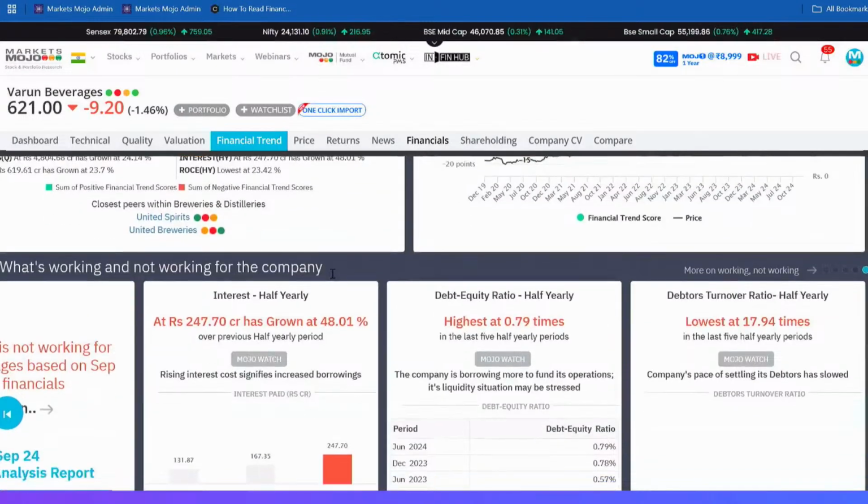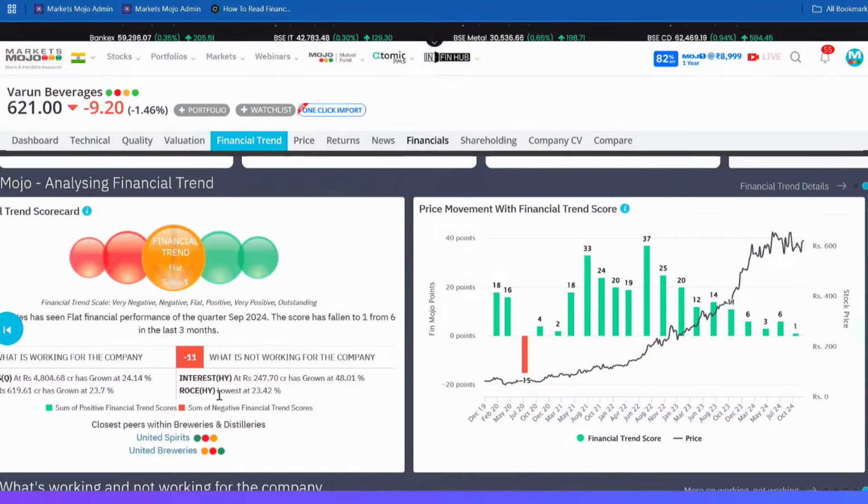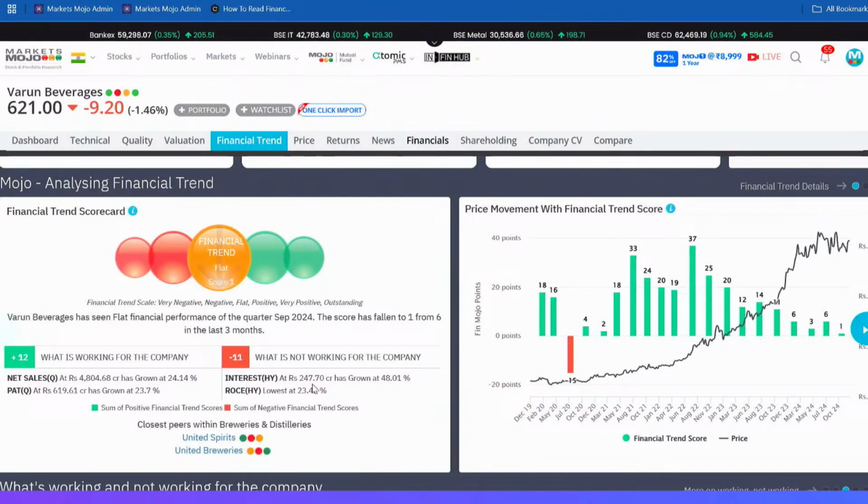So that is one reason why the financial trend has been lower. You can see the ROC is also lower, so return on capital employed. So there are 11 points triggered. The beauty about this financial trend at Markets Mojo is we don't look at just the quarter on quarter, year on year sales and profit. We're also trying to look at something which other investors cannot see.